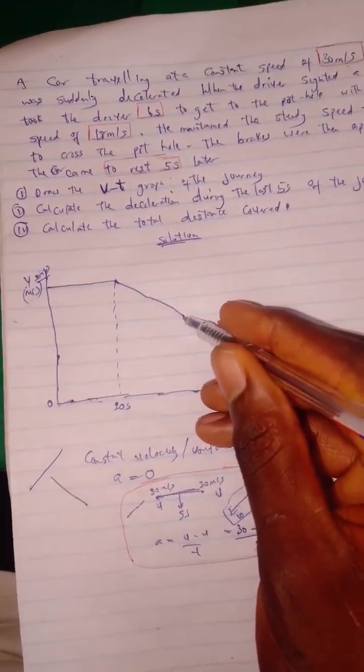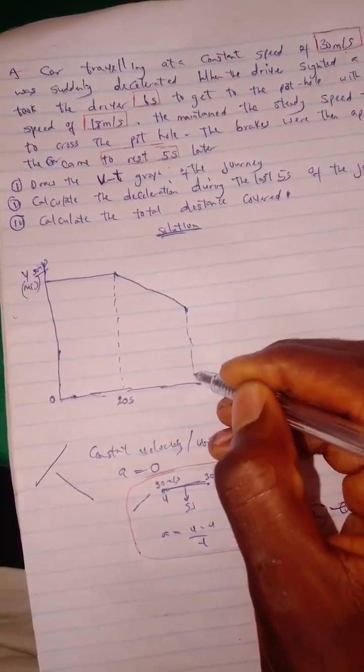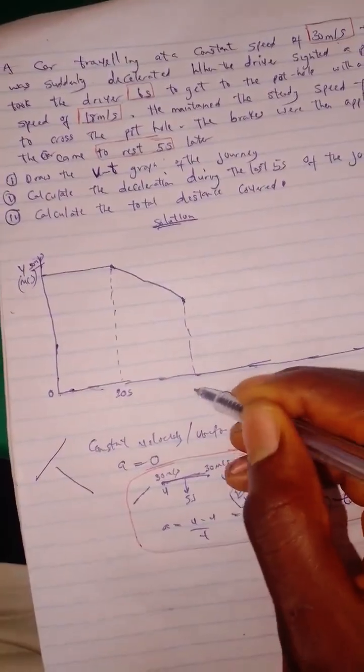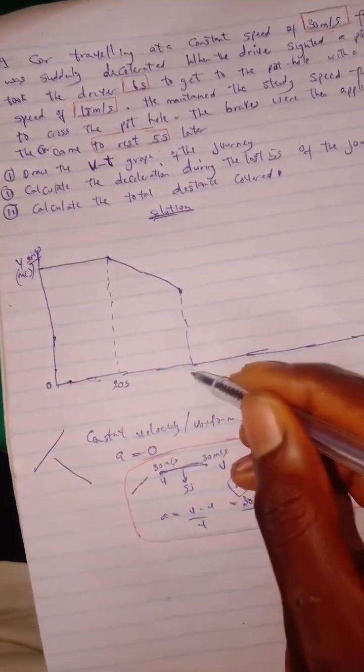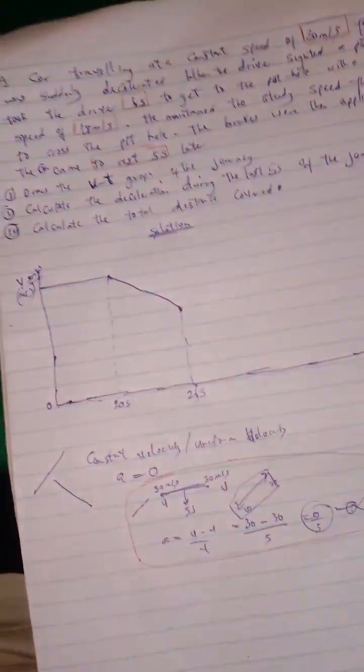So it says it took the driver 6 seconds to get to the pothole. So let's trace this part. 6 seconds. So am I going to write 6 seconds here? No, I already have 20 seconds here. I will now add that 6 to this 20 seconds and get what? 26 seconds.